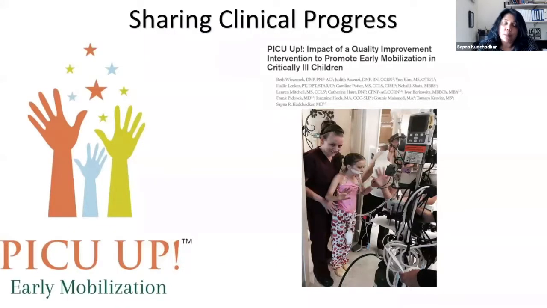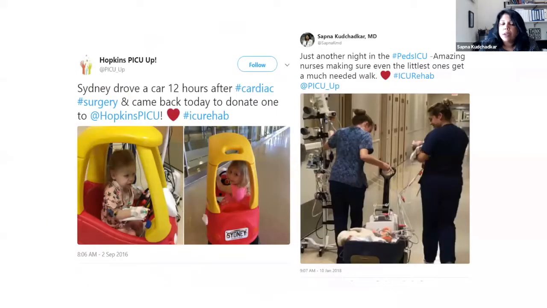And we can share clinical progress. So earlier they mentioned the PICU Up program, which we started here at Johns Hopkins. It started with this quality improvement manuscript. We started sharing our successes on social media. All of these photos were shared on social media with explicit patient and family consent. I want to mention that.